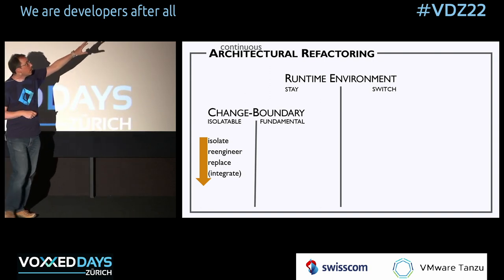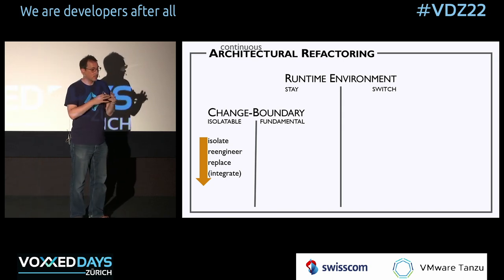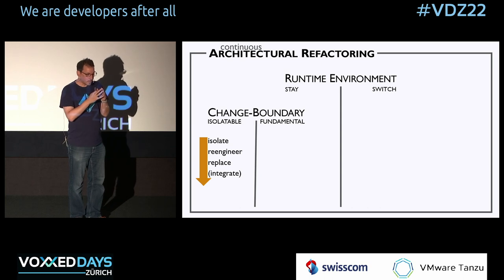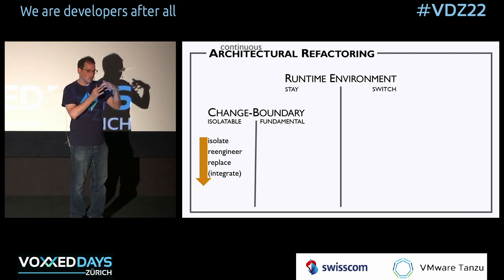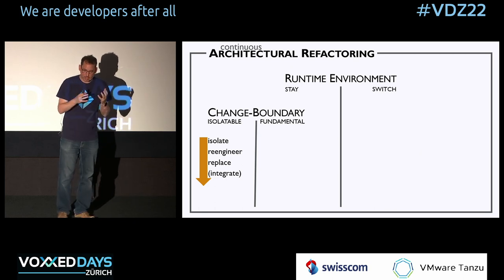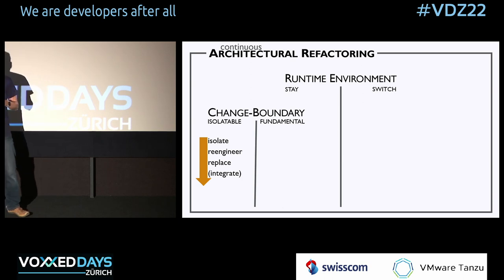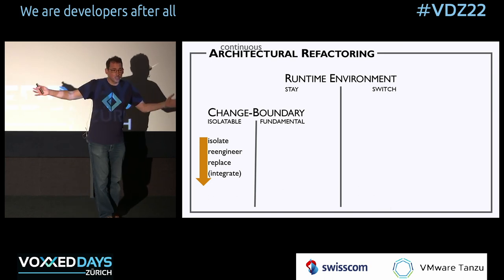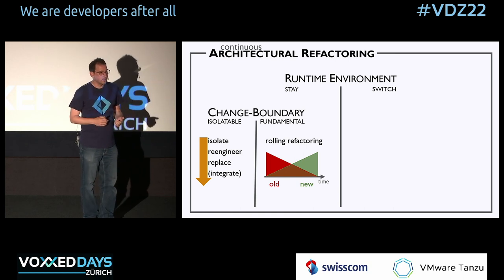At the end, I put integrate optionally because sometimes you want to keep it isolated because it's a good module boundary. Sometimes you change something and want to break the hard isolation because you want to change the design, how things are modularized. Depends on the context. If you have a fundamental architecture change, so you can't isolate it, it goes across the whole system, then I'd advise you to use some rolling refactoring.